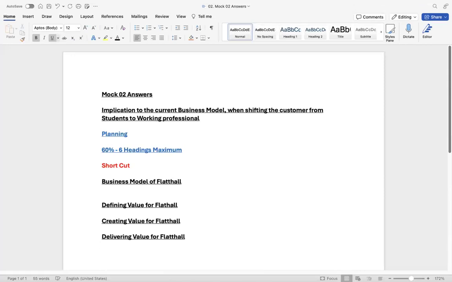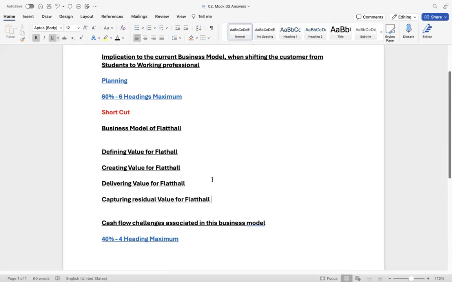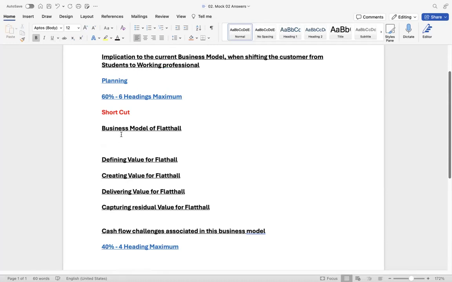Even that is done. And then I'll write down here, capturing residual value. Capturing residual value for what, students? FlattHall. Can I get a confirmation from you all in the chat box, if you are fine with this? And with this question, you can save a lot of time and easily get very good results. So shall we write down the answer? Yes, we can write down the answer.